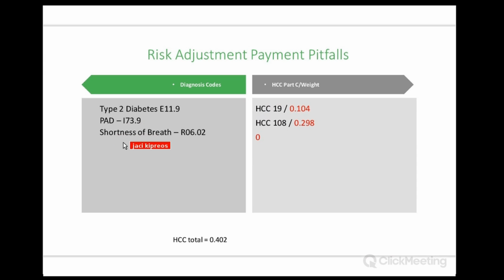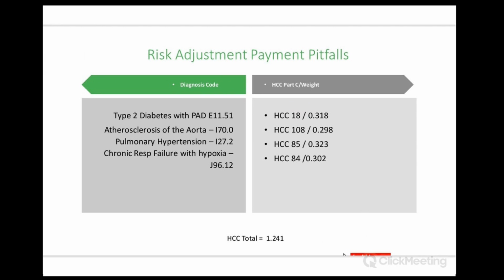And they chose to go with just diabetes, PAD, and shortness of breath. You could put it all together and code correctly, and this is what it should be like for risk adjustment or not, but your risk adjustment total will increase. So you can make it better by good documentation and coding accurately.